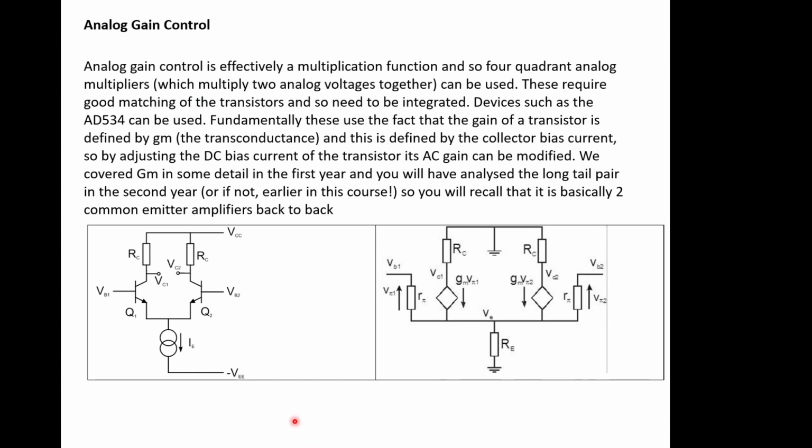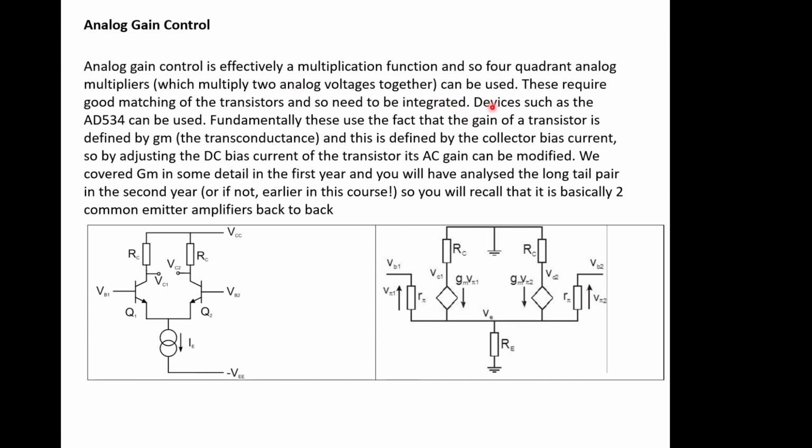So that's sort of digital control. That leads us quite nicely onto analog gain control. Analog gain control is, as it says there, effectively a multiplication function, and we'll try and expand on that a little bit. So analog multipliers, which you may have looked at in the second year, which just multiply two analog voltages together, can be used.